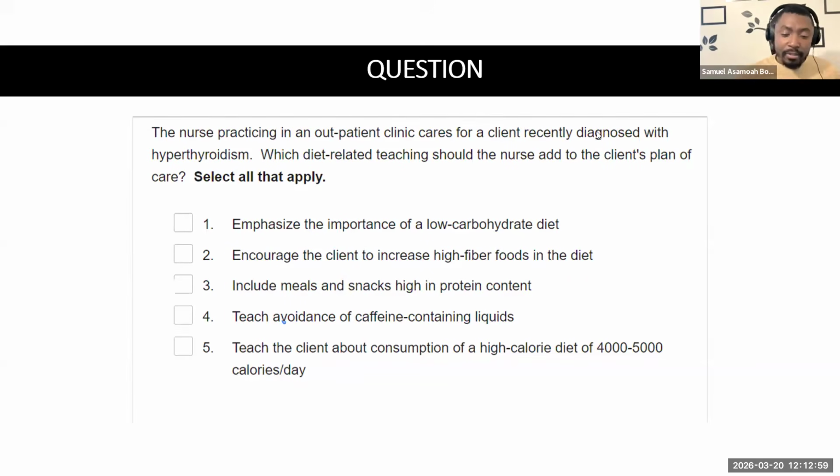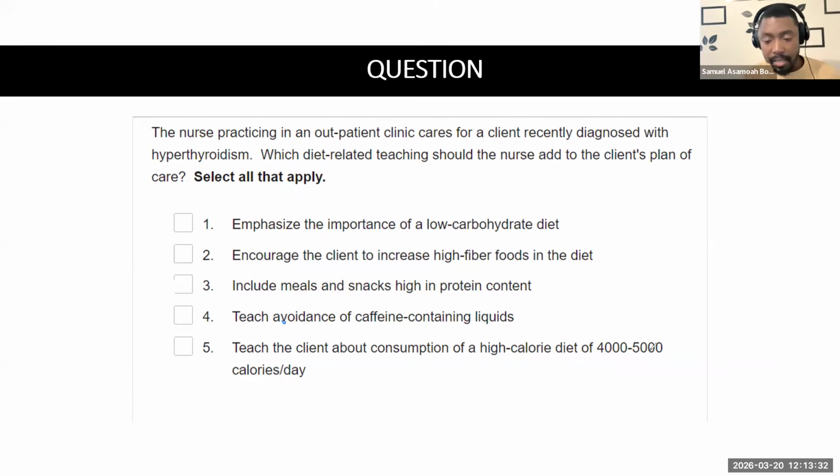Teach the client about consumption of a high calorie diet of 4,000 to 5,000 calories a day. Once it's high, it's high. I think it's too high. Especially compared to if they said teach the client about consumption of a high calorie diet without specifying the range. I think this range is too high for the patient.